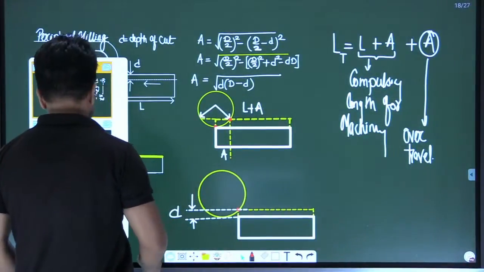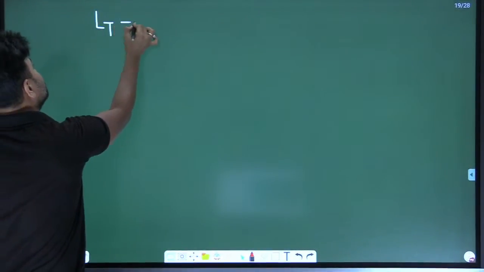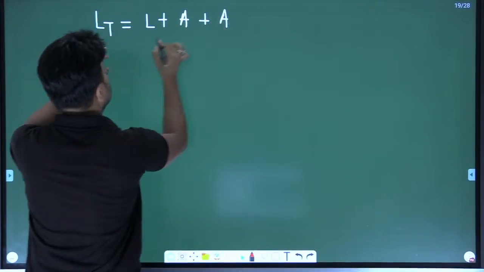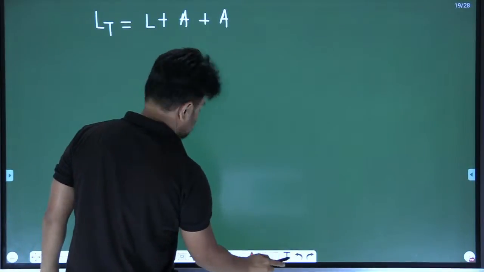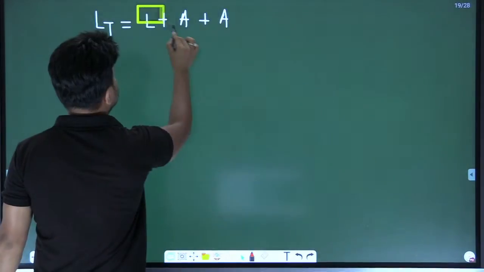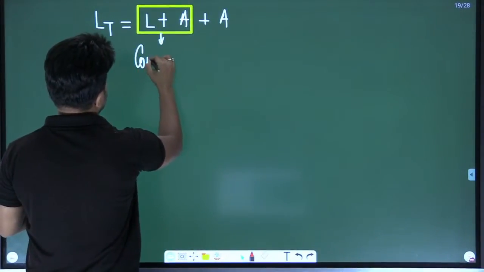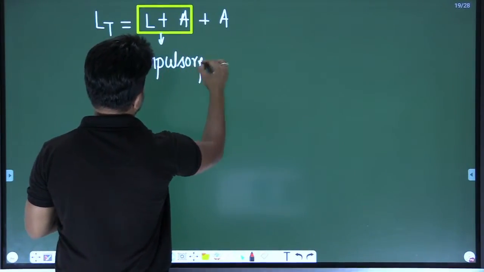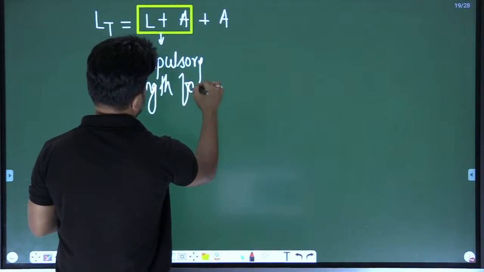As you know, the total machining length is L plus A plus A. My dear, this is a compulsory length for machining, as I told you.